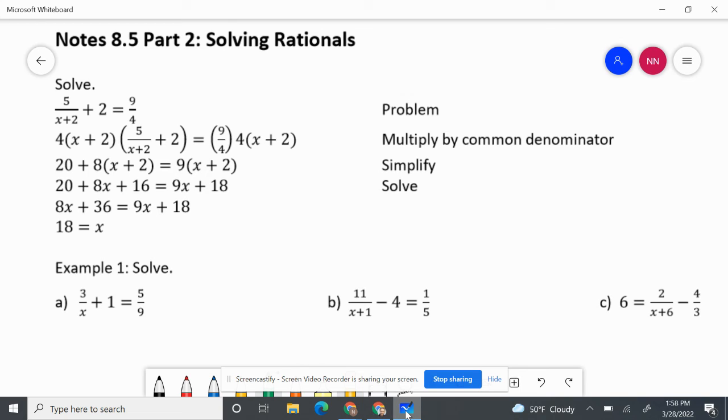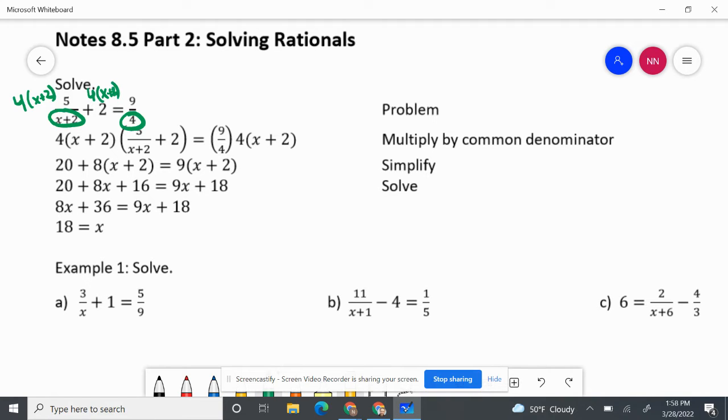What we're going to be doing is solving rationals. This time, instead of working with 2 terms, we're going to be working with 3 terms. So in order to do this, we're not going to cross multiply because we don't have a common denominator on one side. What we're going to do is create our own common denominator. So we have an x plus 2 and a 4. So what we do is we multiply everything by 4 times x plus 2.